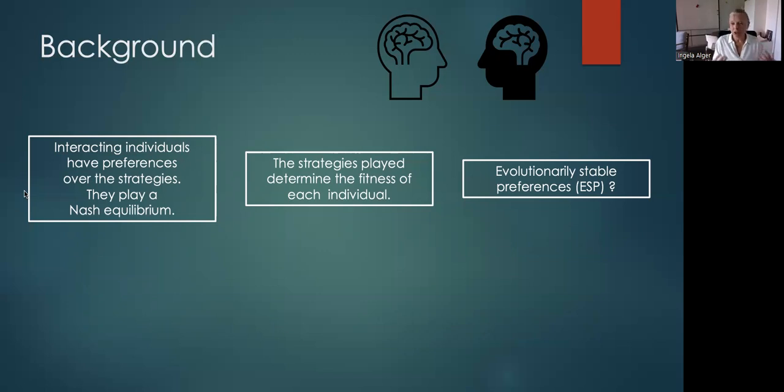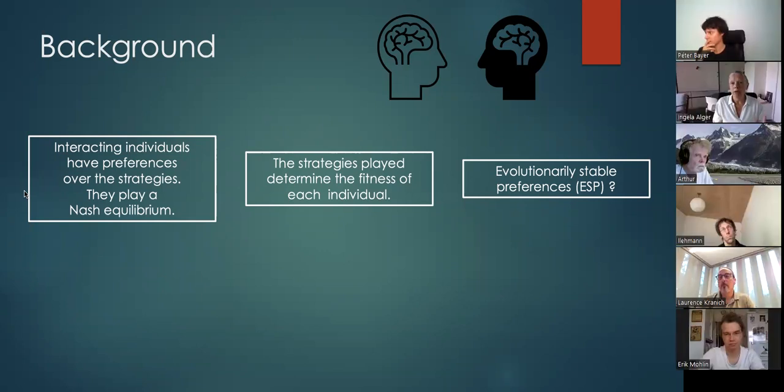And so each matched pair of players plays some Nash equilibrium. And the strategies that are played determine the fitness of each individual. And so there we go. We have found a way to analyze how evolution by natural selection operates at the level of preferences. And so the goal here will be to determine what are the evolutionarily stable preferences.